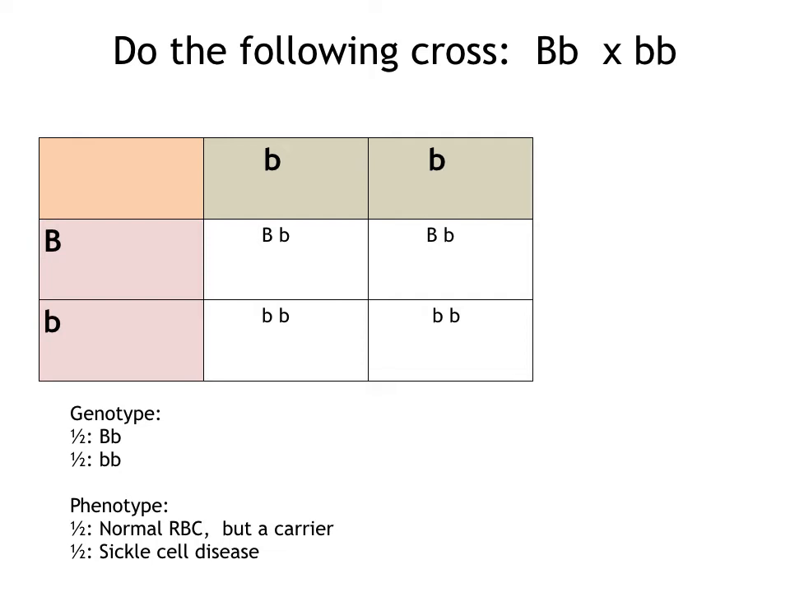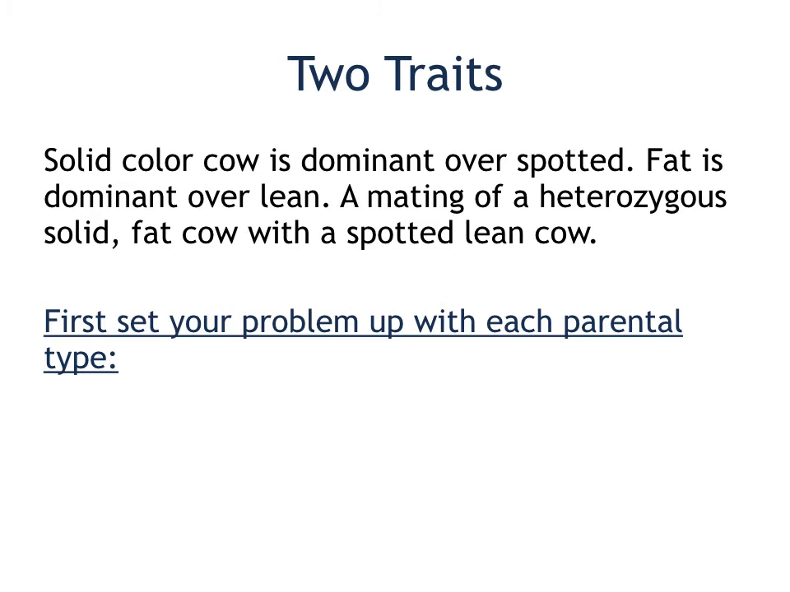And so the phenotypes possible will be half will have a normal phenotype but will be a carrier, and half will have sickle cell disease. You will have several problems that are a little bit more complicated where you'll have to examine 2 traits. So now we'll do a 2-trait problem. And remember to always first set up your problem with each parental type.